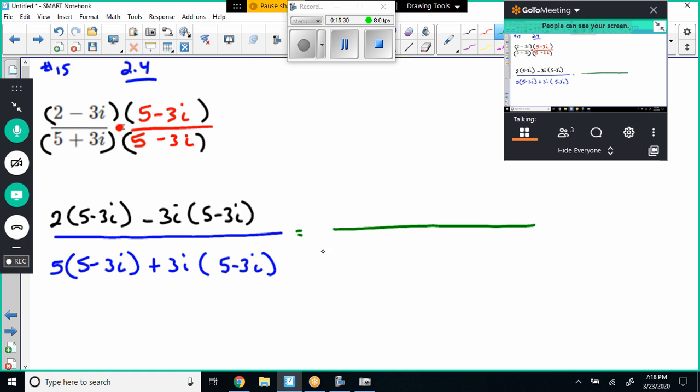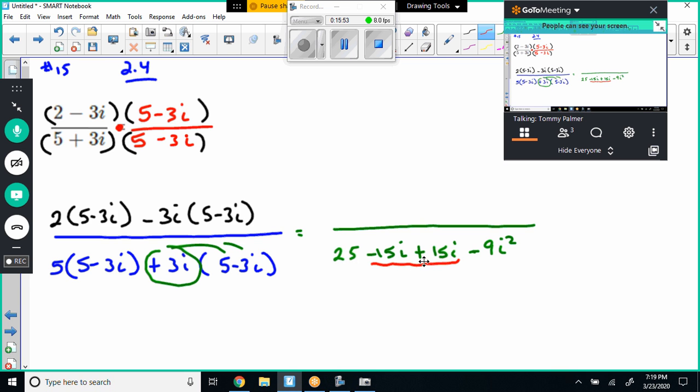5 times 5 is 25. 5 times negative 3i is negative 15i. Positive 3i times these would give me positive 15i, and then this would give me negative 9i squared. So I want to take care of the denominator first.